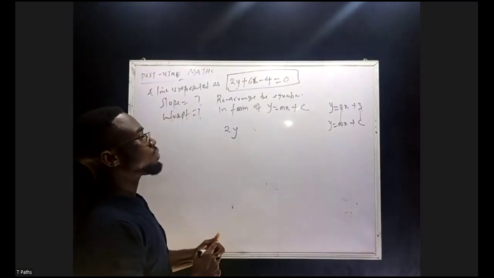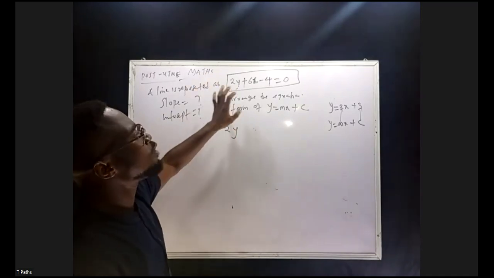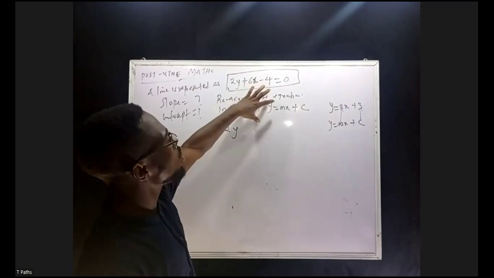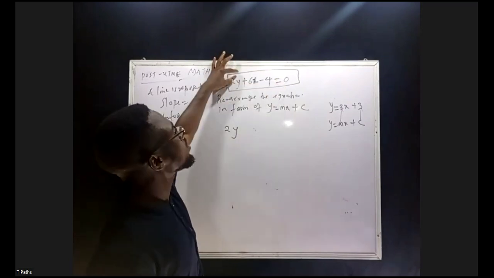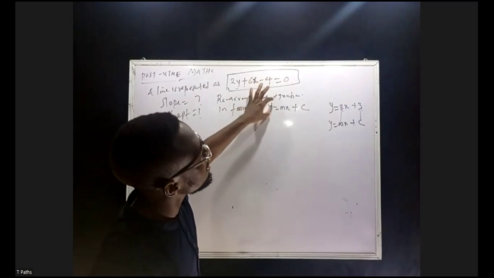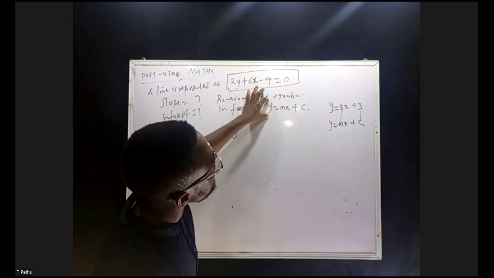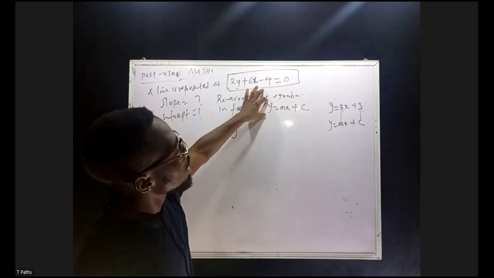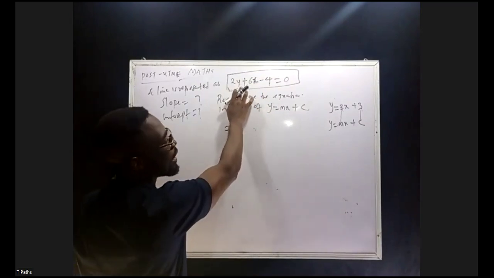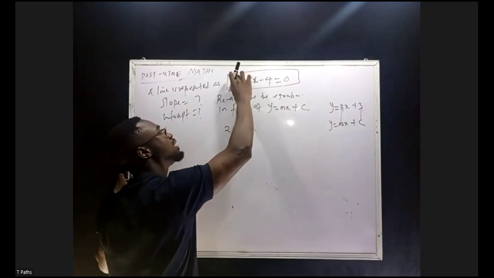I said, before you can compare it with y equals mx plus c, how do we make this equation in this format? If you look at this equation, y is standing alone on the left. But here, what do I have? 2y. So I will make the 2y stand alone.